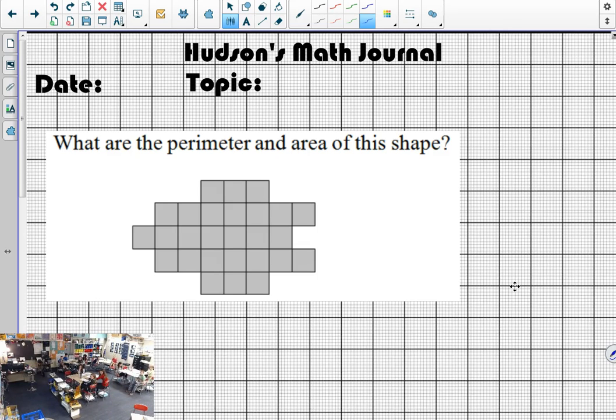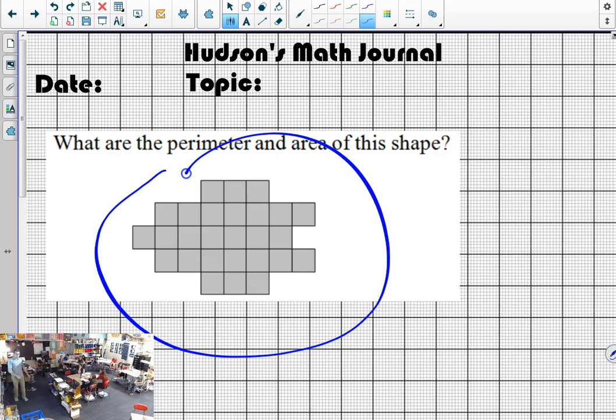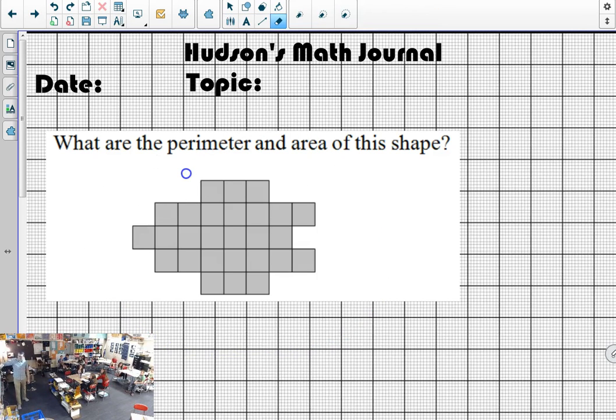Perimeter and area. Who can tell me what those things mean? I don't want answers, just what does this mean? Perimeter and area. They have special meaning. Perimeter. What's up, Adam? Perimeter is around the shape, and area is inside. Around the shape. So you mean like around? Be more specific. What are we talking about around the shape?